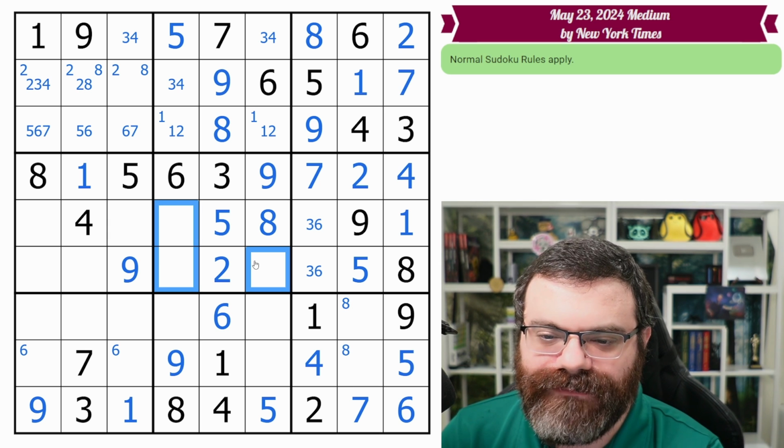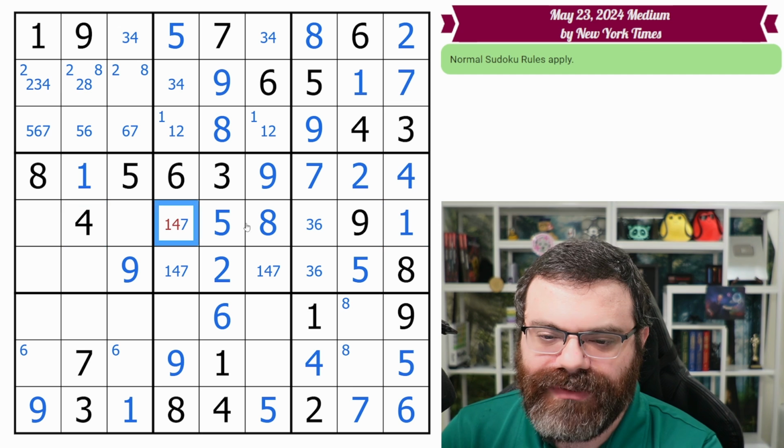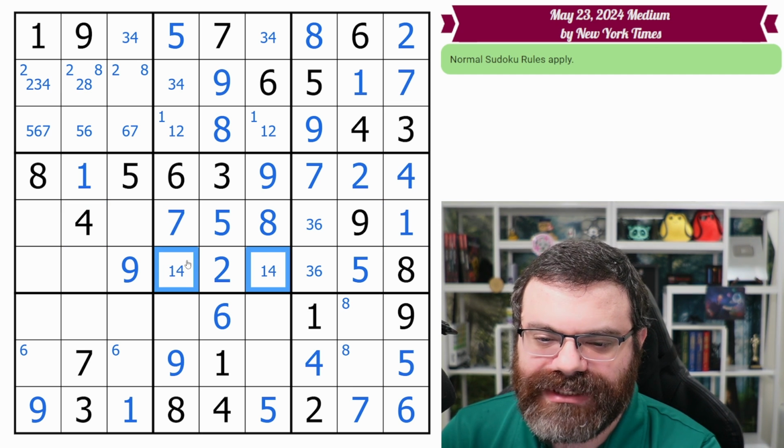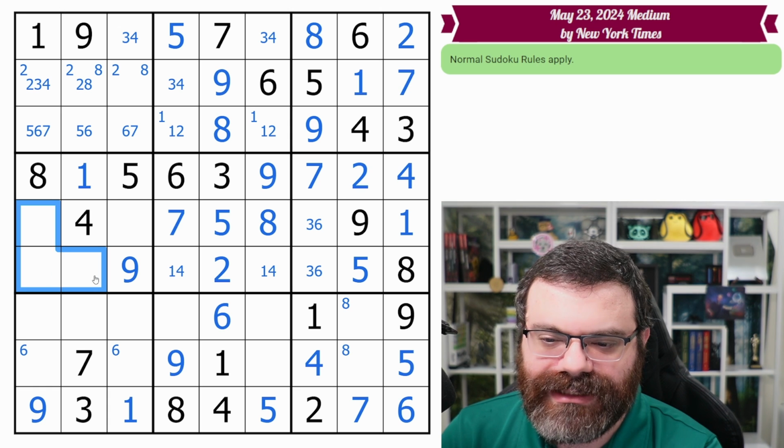So we're down to the 1, 4, and 7. And this can't be 1 or 4. So this is the place for 7. These can't be 7. They're a 1, 4 pair. So if that's a 1, 4 pair, yeah, I guess that doesn't mean much.